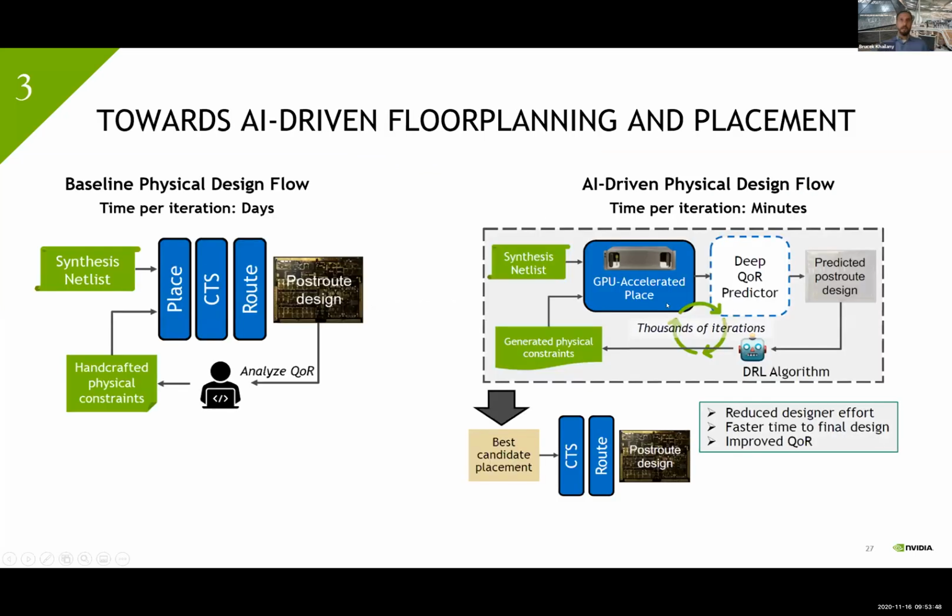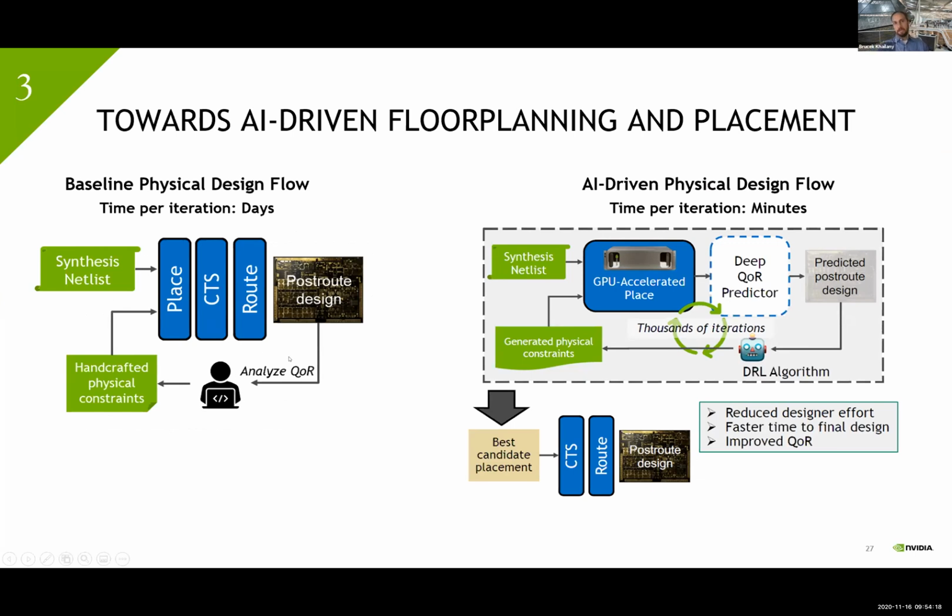Okay, and then the final area that we've been thinking about and think is an interesting area of research is moving from these point-based predictors to an end-to-end AI-driven backend flow. The baseline flow that we use today is shown on the left, where we have some synthesis netlist that we push through placement, CTS, and routing. And this may take days to weeks on a large design.